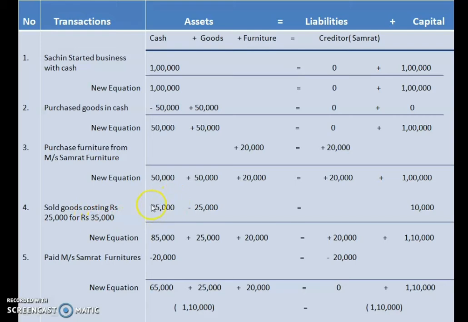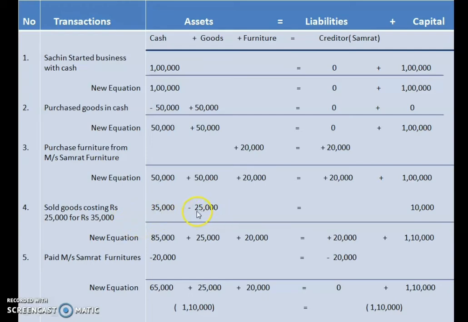You have to write that under cash. What is the value of goods which you are selling? 25,000. So from goods, you have 50,000 goods with you. Out of that 50,000, you are selling 25,000 goods. The value of goods which is 25,000, you are selling that. So minus 25,000. So from your list of goods, 25,000 is sold out. So minus it, 25,000 you have to subtract.